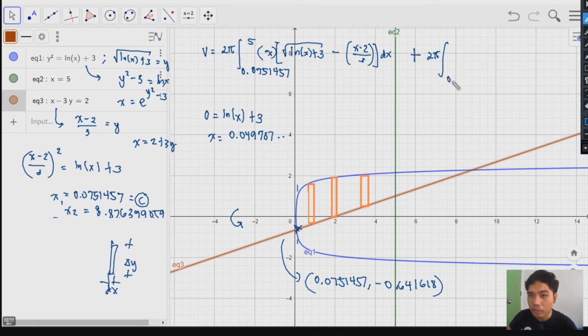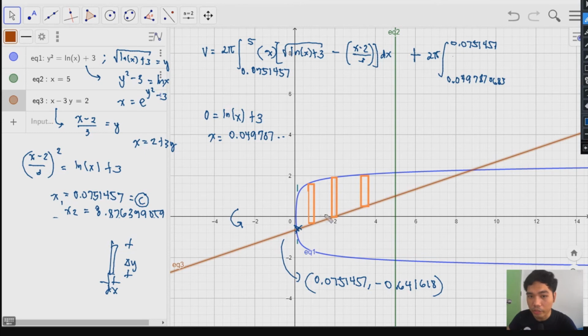So that's 0.049787 0683, and then 0.0751457. Now this is a very, very small area. I thought before that I just made a mistake in rounding off, but this is actually included. So this is the upper and lower limit.